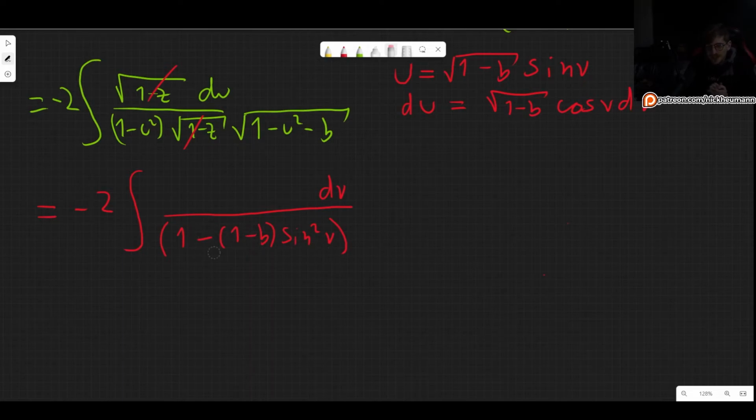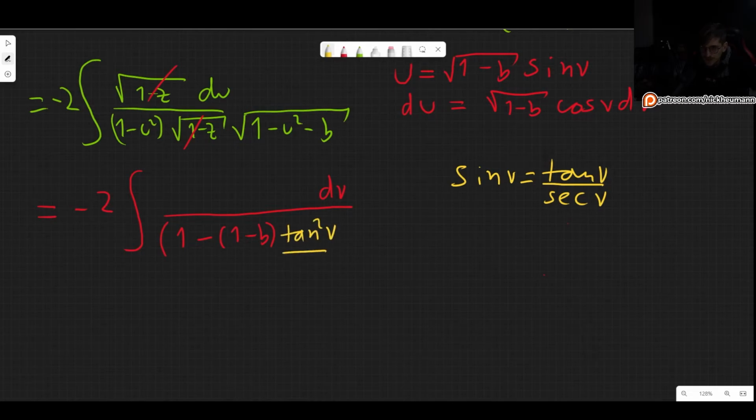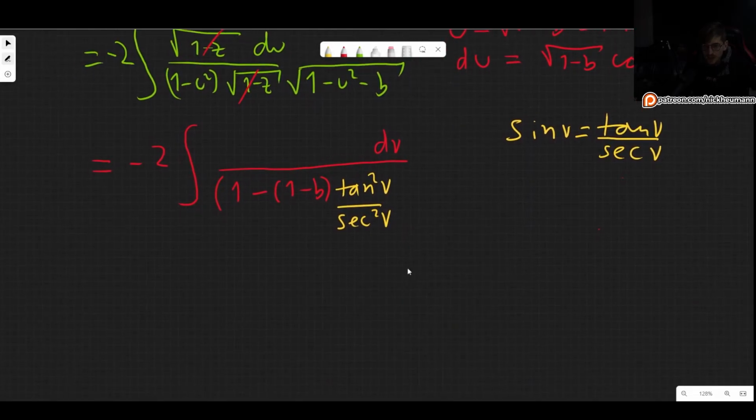Okay, and now the question is, how do we continue? Now we can write the sine of v as the tangent of v, right, sine divided by cosine, divided by the secant of v. There's a few ways to go about it, so don't worry about only this one. There are other ways to do it, but I like doing this. So instead of having this sine squared, now we have the tangent squared of v divided by the secant squared of v. Okay, and now let's just multiply through here and do a little bit of algebra.